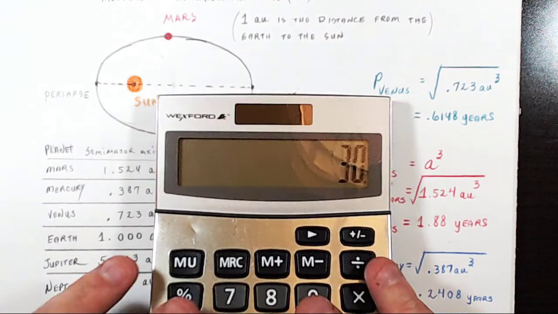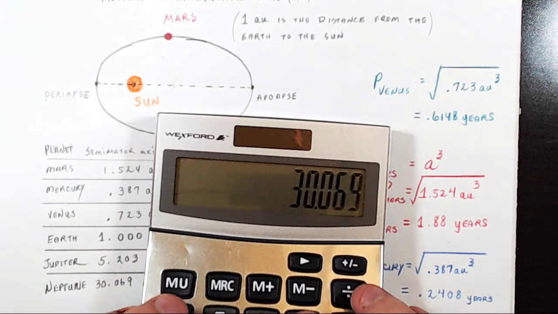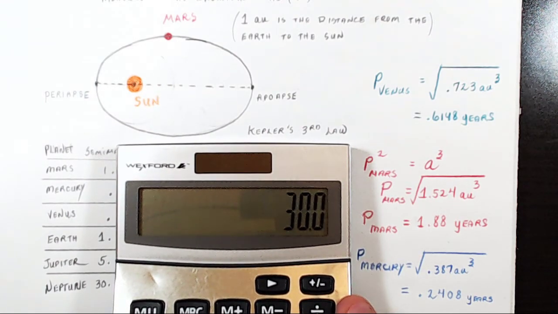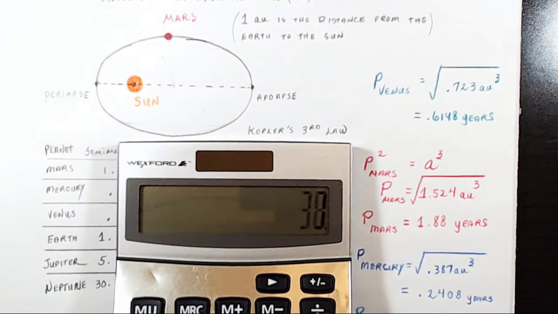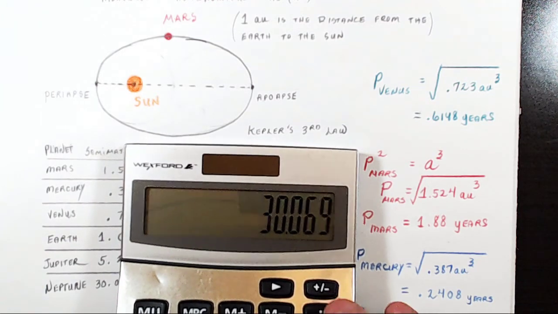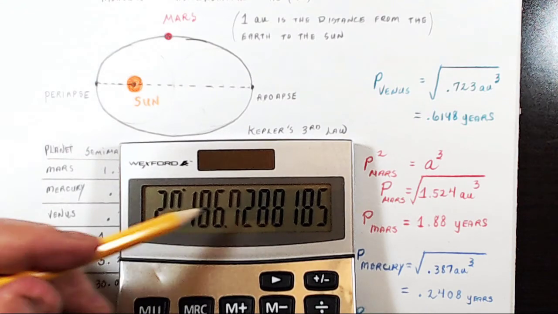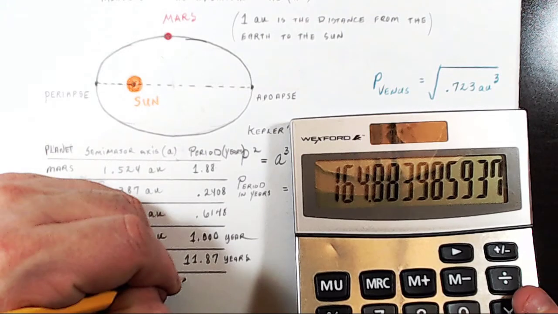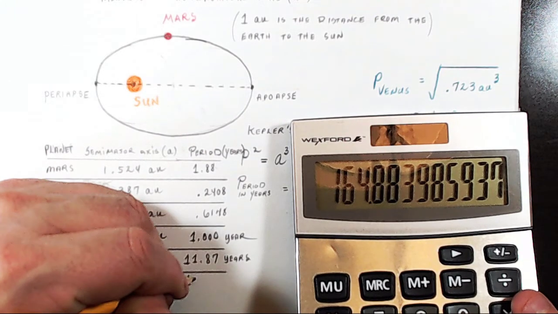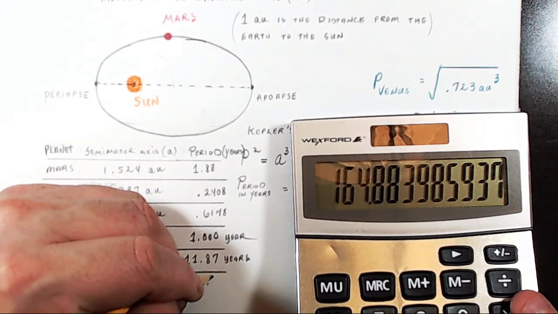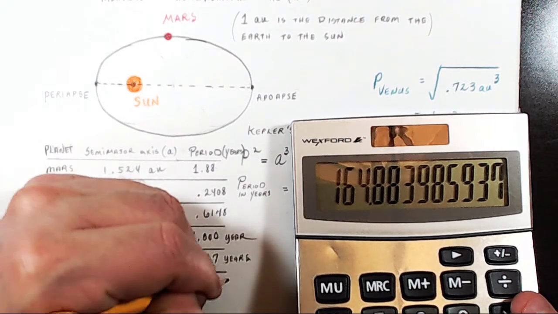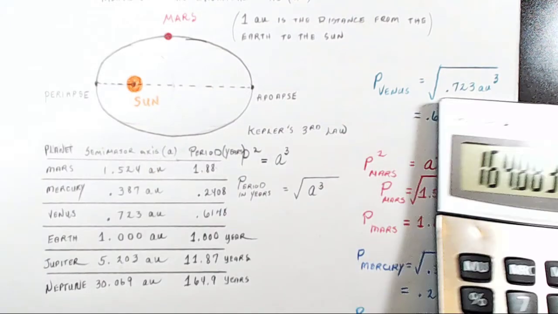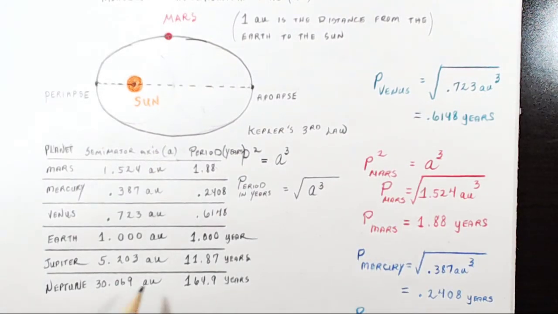Well, 30.069 times 30.069 times 30.069 equals this enormous number. And if I take the square root of that, I see that it takes 164.9 years for Neptune to orbit the Sun.